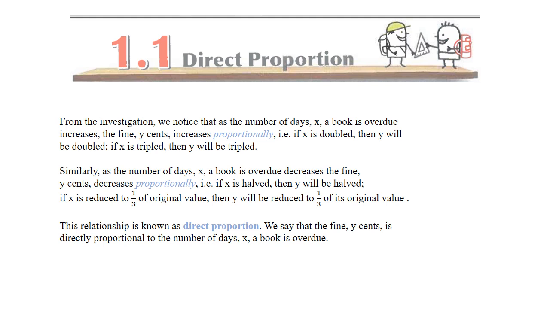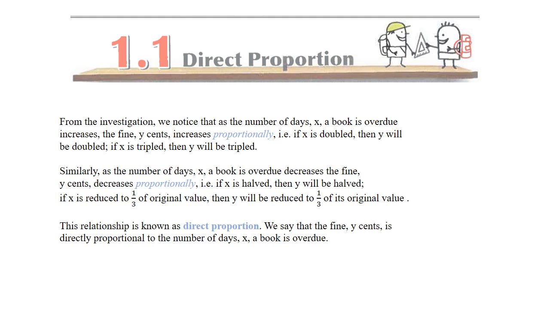Similarly, when the number of days decreases, from the point of view of the table, from the right hand side to the left hand side, we see that the fine also decreases, and it has the same kind of proportionality. Now this fine becomes half for the first or the one day, and for the next day it decreases to 1/3.